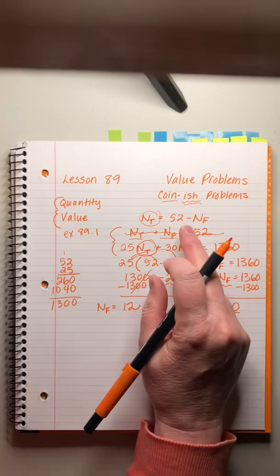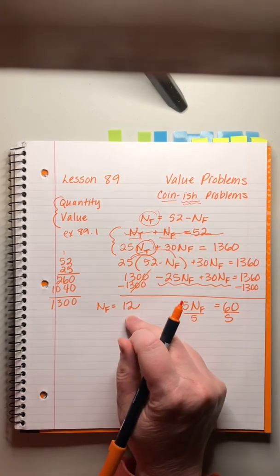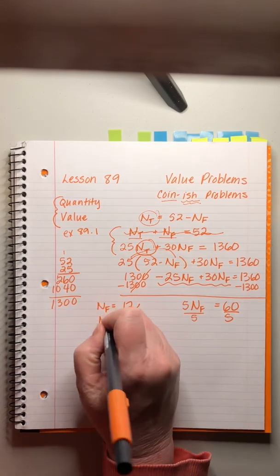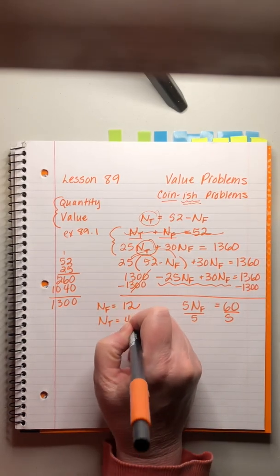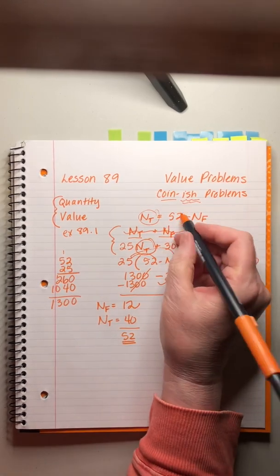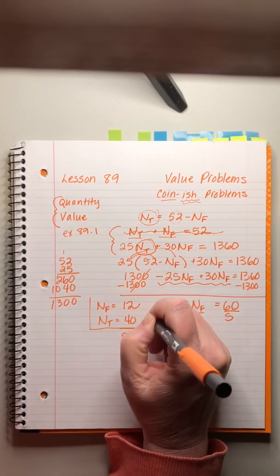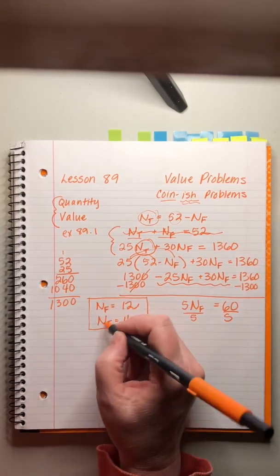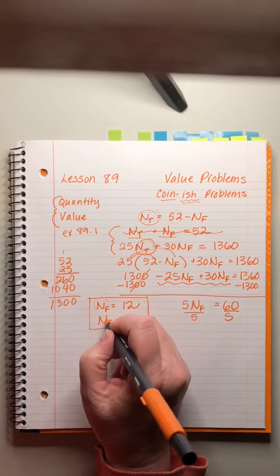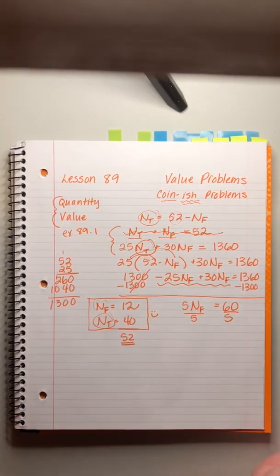All right, and then we know that the number of tourists is 52 minus this. So the number of tourists must be 40. And just to double check, there's my 52 that they're supposed to add up to. All right, so this is my answer. This is the best way to show it. You don't have to write any words because these variables basically represent words. This is correct. Oh my gosh, how do you feel about it? Fun, right?